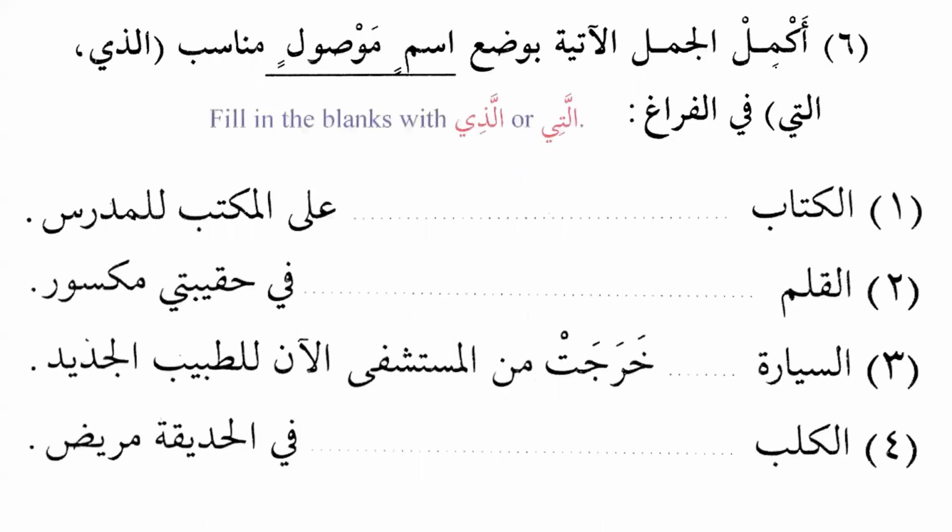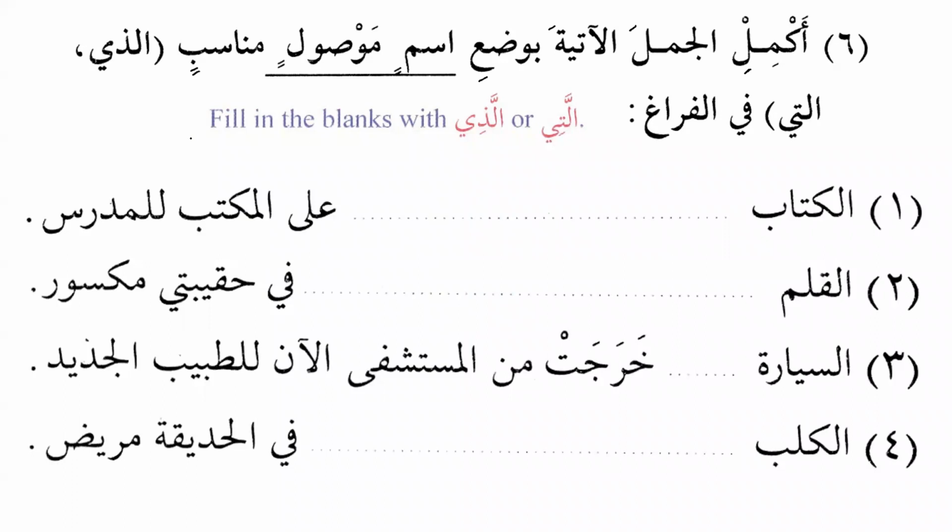أكمل, again a different type of verb over here. So as of now, I would like you to focus on these verbs, and if possible, you can make a list of all these verbs that you're learning and try to memorize the meaning at least, and try to see how to make fi'l al-amr. So it is akmil, and when we connect, we will connect it. Akmilil jumal al-atiyata, complete the following sentences. Biwada'i, by putting. Ismin mawsulin munasibin, by putting a suitable relative pronoun. Alladhi أو allati fil faraghi, in the blanks.